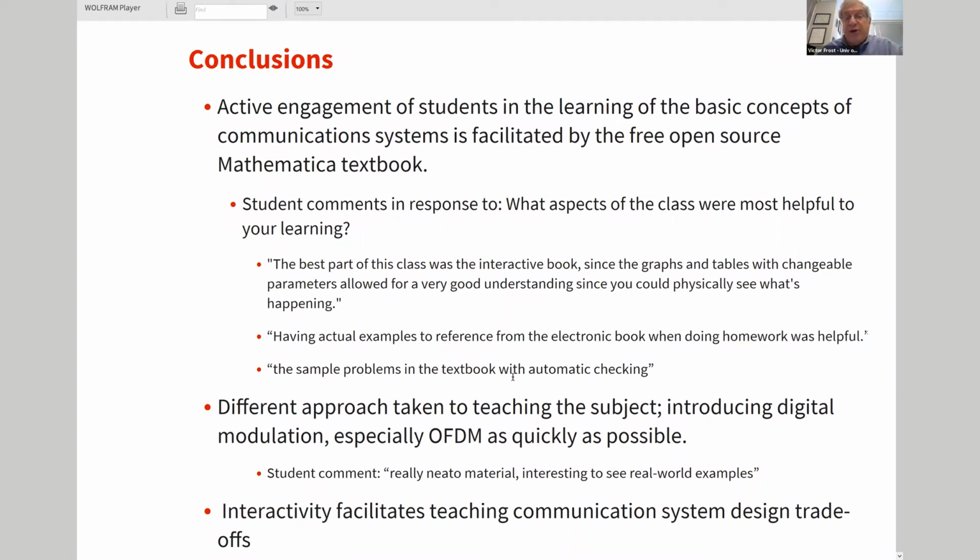Sample problems in the book with automatic checking. Students like to relate it to real world examples. You know, they don't use proper English sometimes when they write their comments, but one student said it was really neato to have real world examples. And that basically wraps up the presentation.